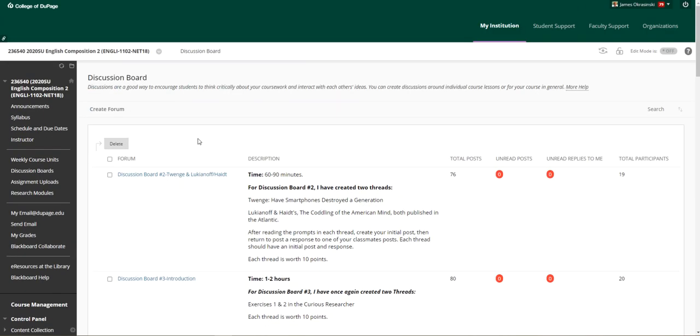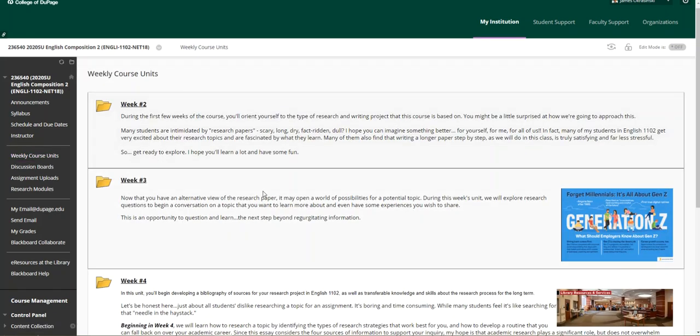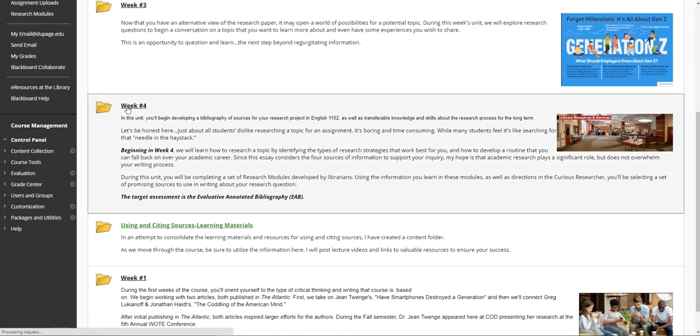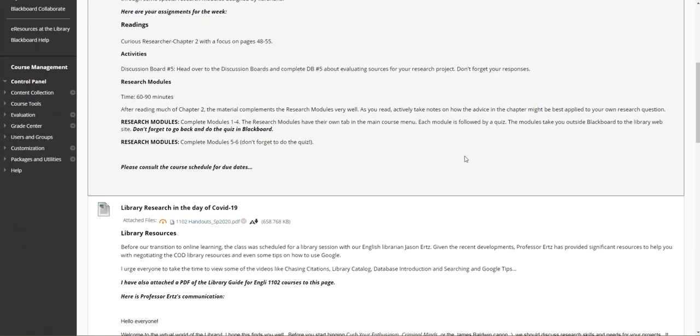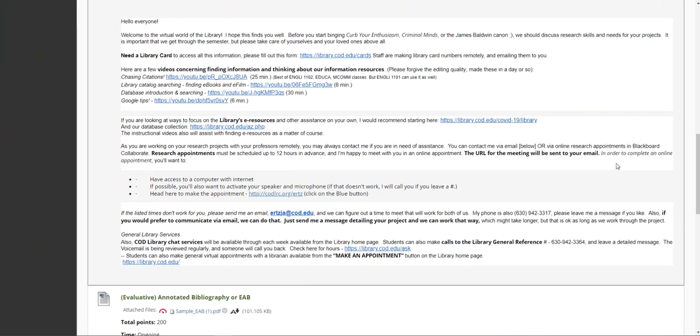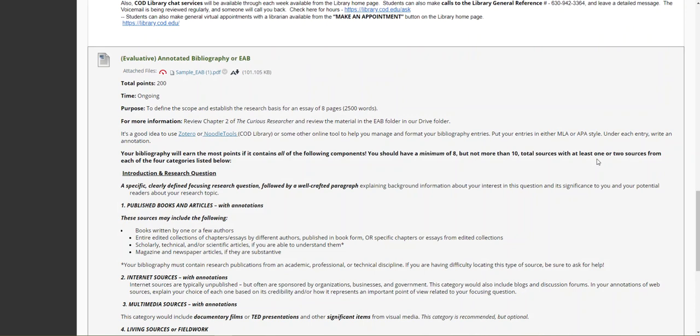So let's get over to the annotated bibliography in the weekly course units again. All right, week 4. Okay, so the target assessment here and your next big assignment that is worth 20% of your course grade is the annotated bibliography. All right. So its total points are 200. The time I list on this is ongoing.